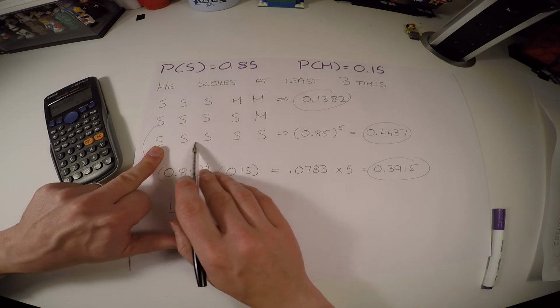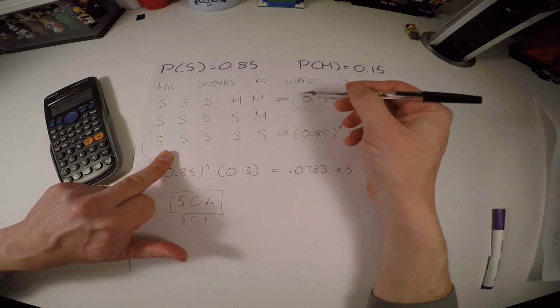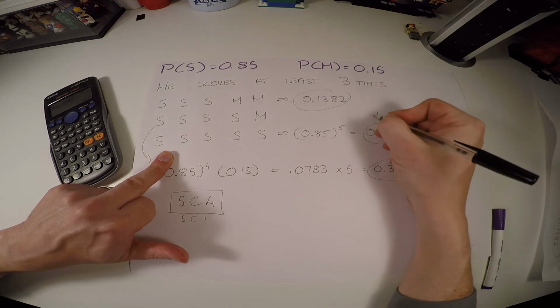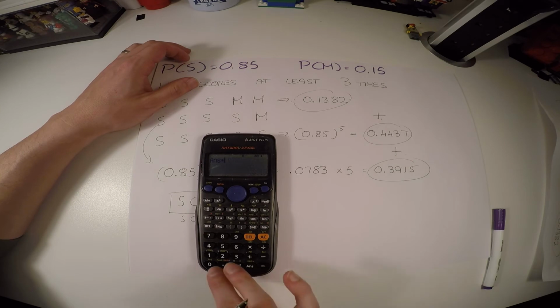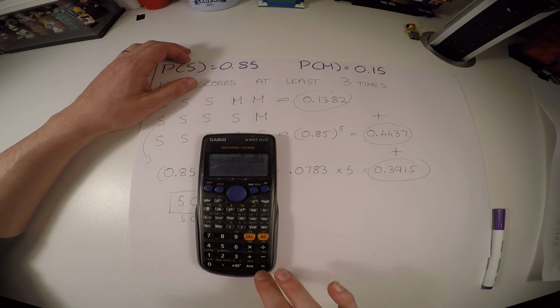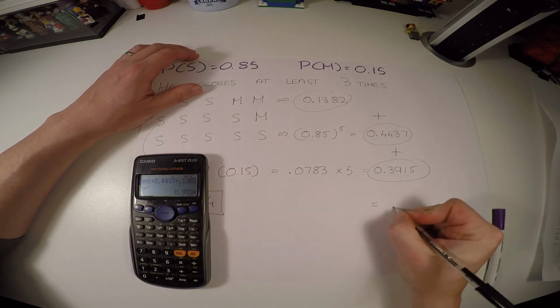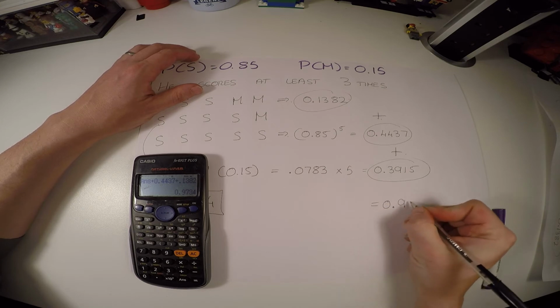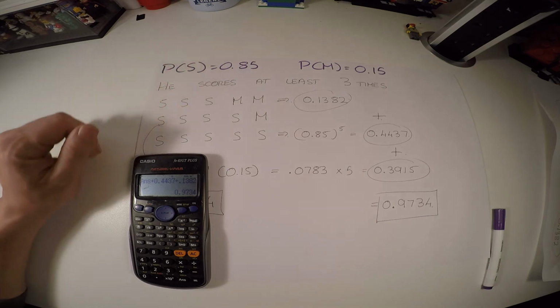And the probability he scores all the time for all 5 kicks is 0.44. So he has this way, or this way, or this way. So we can add all those together: 0.4437 plus 0.3915 plus 0.1382, and that gives us a total of 0.9734, which is our answer for that part.